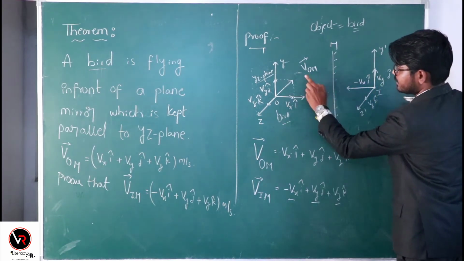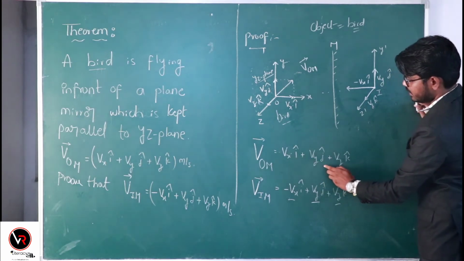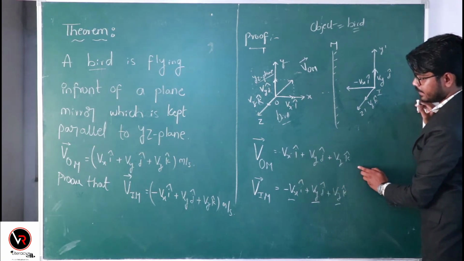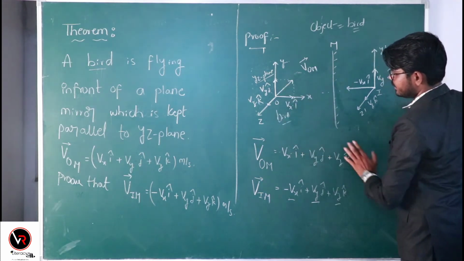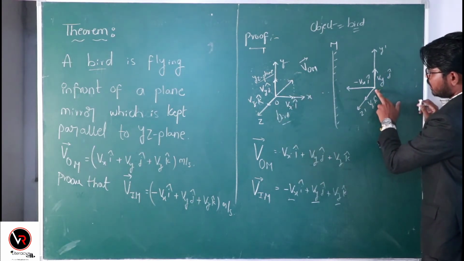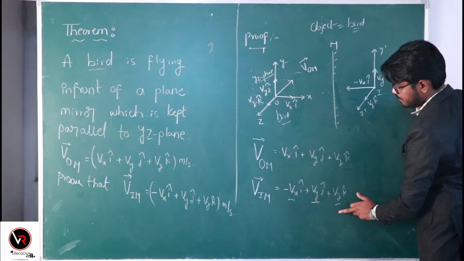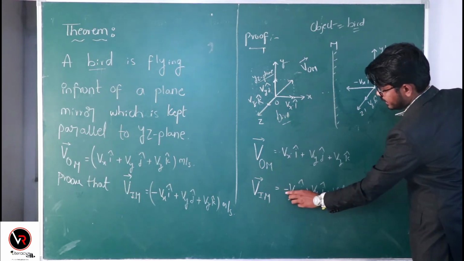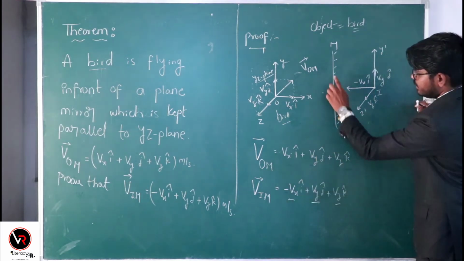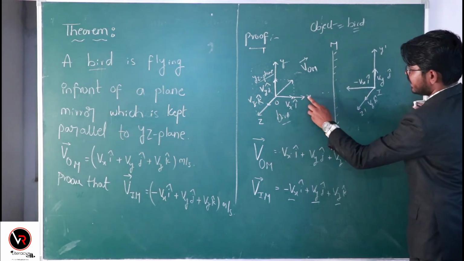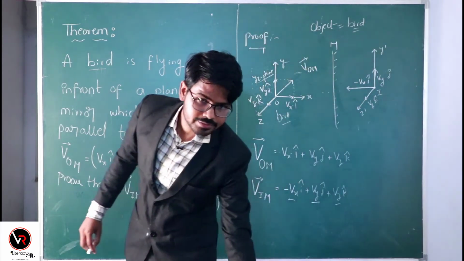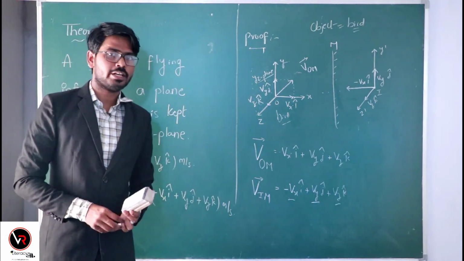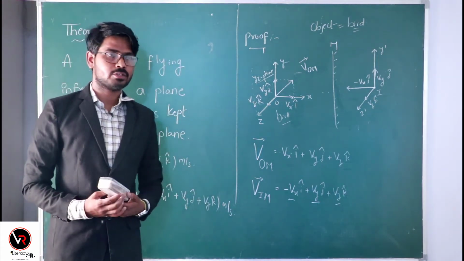So if the bird has the velocity Vx î plus Vy ĵ plus Vz k̂, these are the component velocities along x, y and z. The image of the bird also has the same velocity, but along the x direction it gets the negative sign, because this plane mirror reverses the direction normal to it. Hence it is proved. So let us solve one numerical based on this.